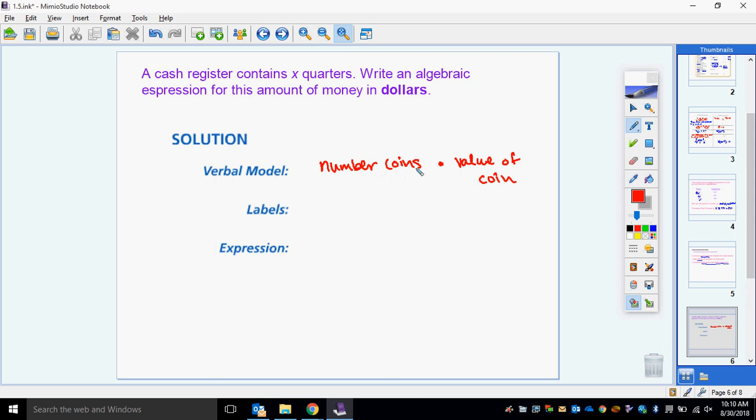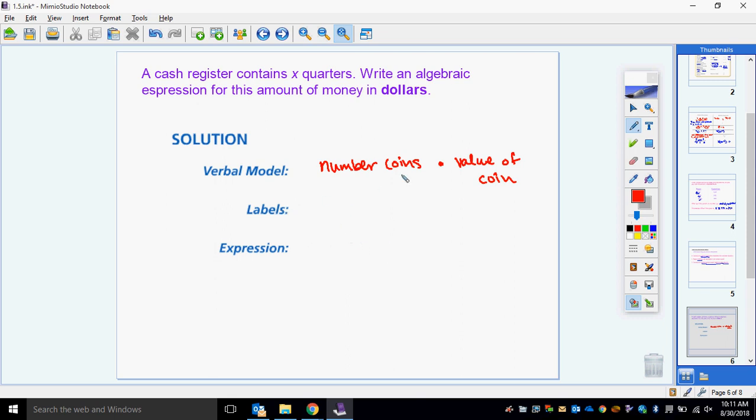You may or may not like writing out these steps. That's fine. I'm not asking you to do that on WebAssign. But what we need to get down to is the expression. Okay, so I'm just going to go step by step. If it helps you, it helps you. If it doesn't, it doesn't. If you can just jump straight to the expression, that's fine with me too.